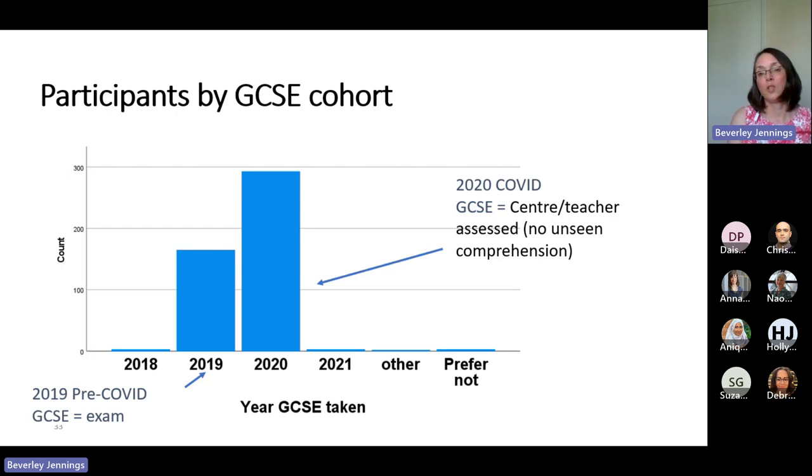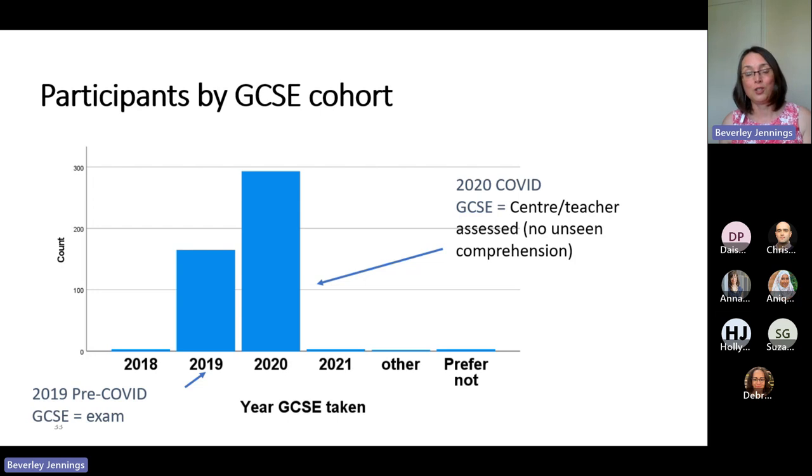The teachers or the centres, the school, assessed their work holistically and gave them a grade. So there was no unseen comprehension. So this is the COVID implication for my work. My project is really much based on an exam. And obviously, I had two years when no exam was taken. So I've had to work around that COVID problem with the way I'm analysing my results.